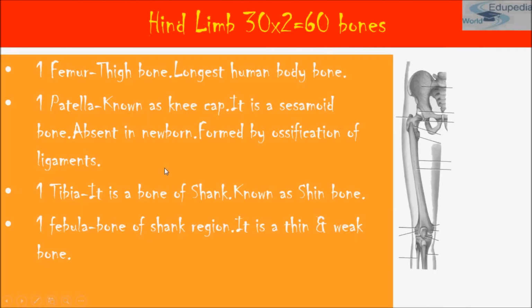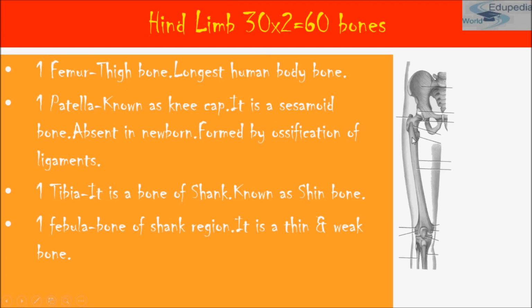Then comes your hind limbs. Hind limbs are also made up of 60 bones. Femur is your thigh bone, and it is 1 in number and is the longest bone of the human body. Then comes your one patella. Patella is known as the kneecap.